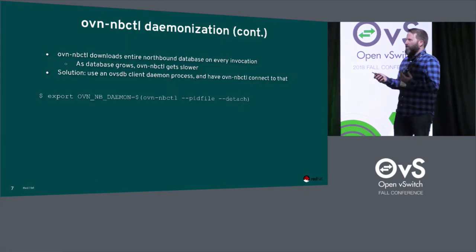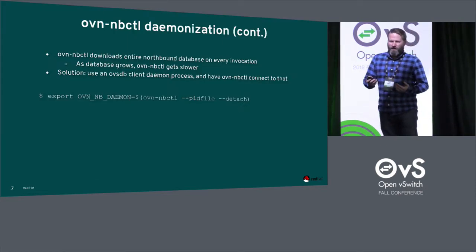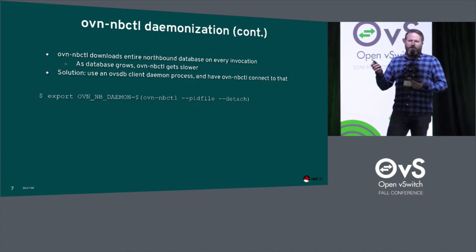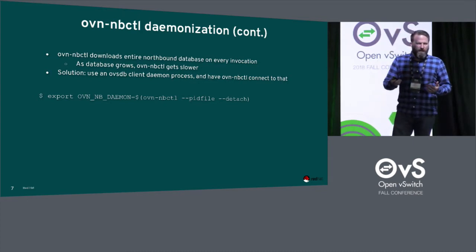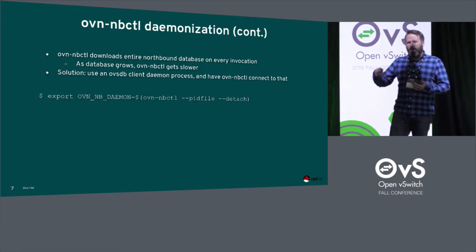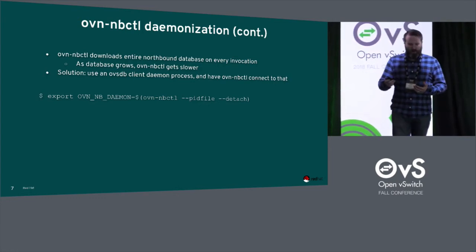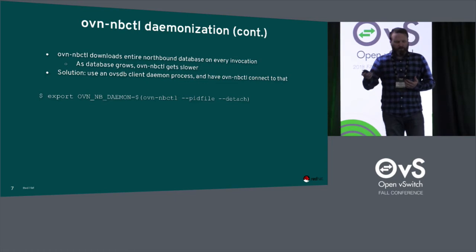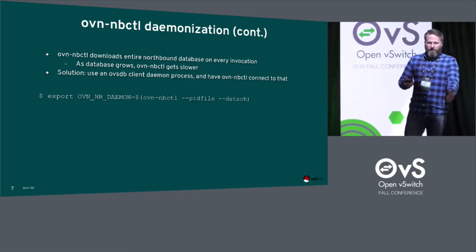So ovn-nbctl daemonization fixes this issue because ovn-nbctl has to download the entire contents of the database every time that it needs to run. Daemonization means that you have a continuously running process so that it's only having to download the changes to the database throughout the lifetime of the script. And it's as simple as putting this export line into your application before running ovn-nbctl.